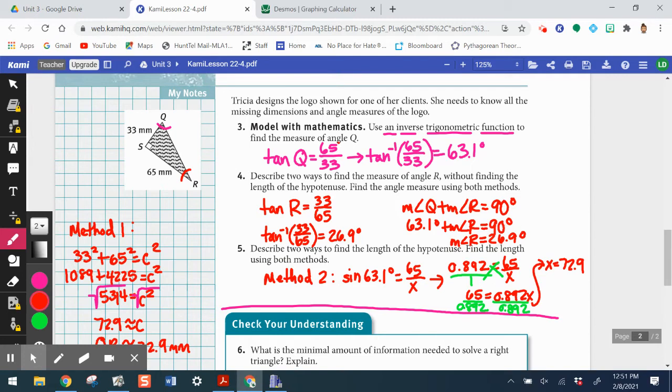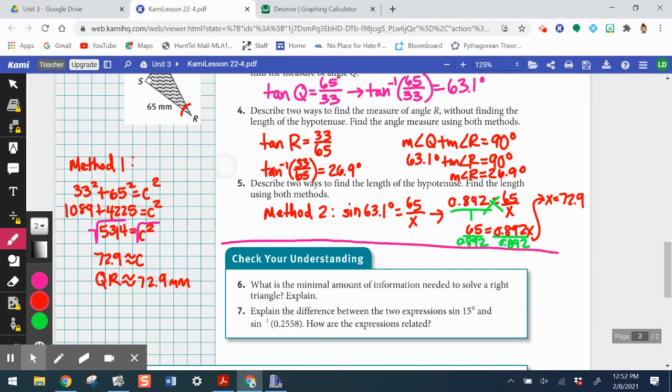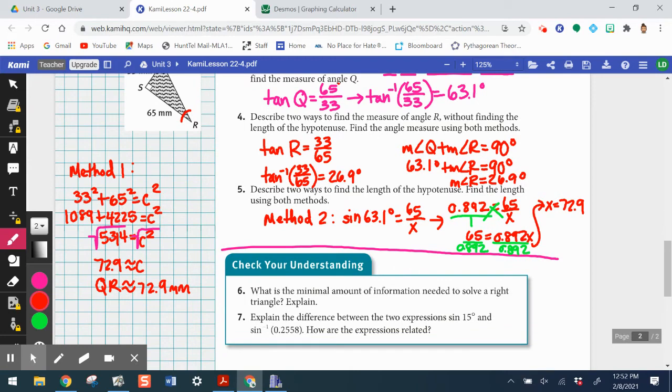So now we know all 3 angle measures, and we know 2 of the sides. So we need to just find one more side, in this case the hypotenuse, and we will have solved the right triangle. So item 5, they want us to describe 2 ways to find the length of the hypotenuse. Now, I didn't necessarily describe the 2 ways. I actually showed the 2 ways.